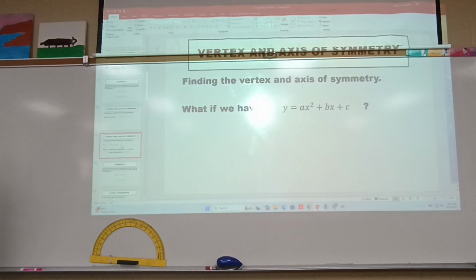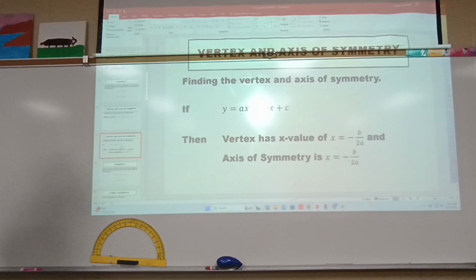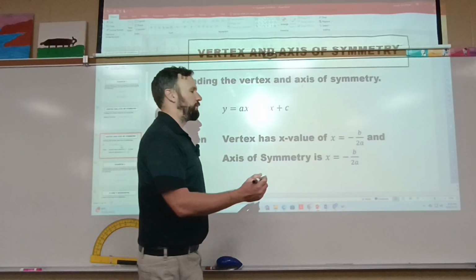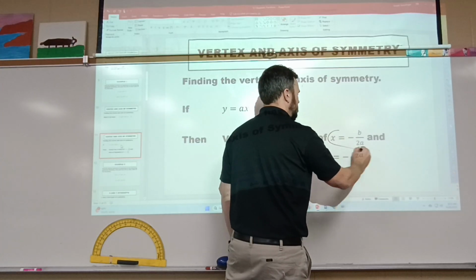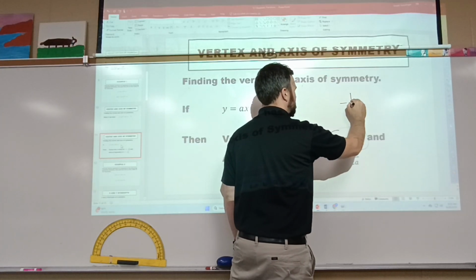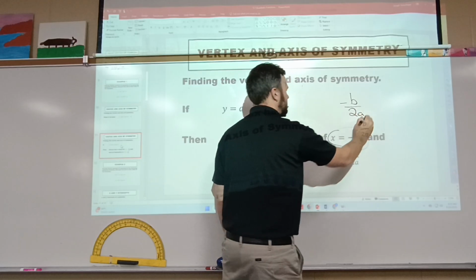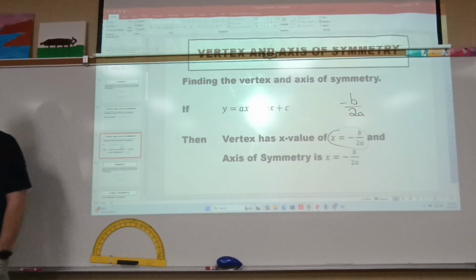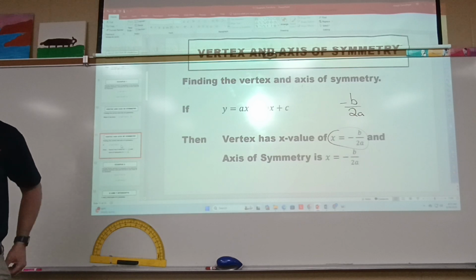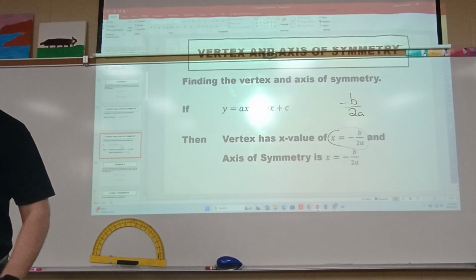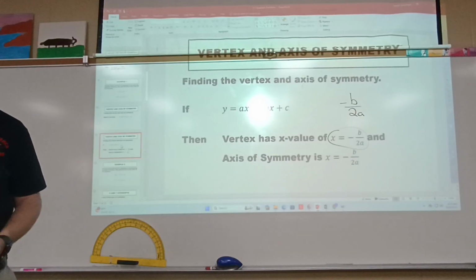Do you quit? No. You might have seen this sometime in your high school days. Do you remember this formula? Negative b over 2a. Now, you could complete the square. That's the way I feel like back in my day I did it. I completed the square every time. That's a lot more work than it is to do negative b over 2a.